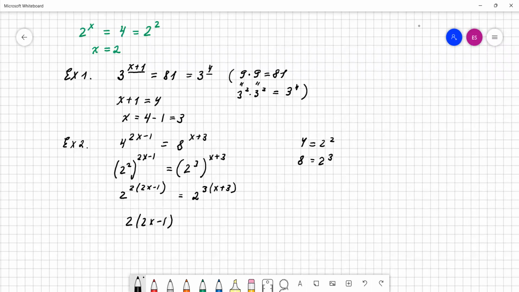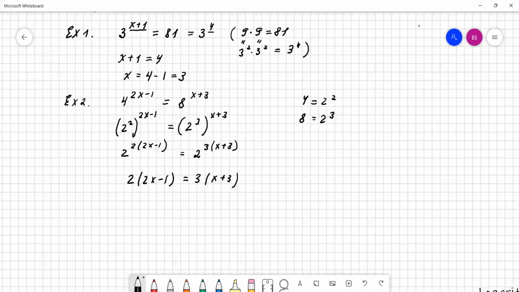2x minus 1 equals 3x plus 3. Well, let's open parentheses and just solve it. You see that it's just a linear equation about x. So we have 4x minus 2 equals, opening this parenthesis, 3x plus 9. I'm going to move 3x over here, and I'm going to move 2 over here. So 4x minus 3x is just x, right? And 9 plus 2 equals 11. So my final answer is x equals 11.